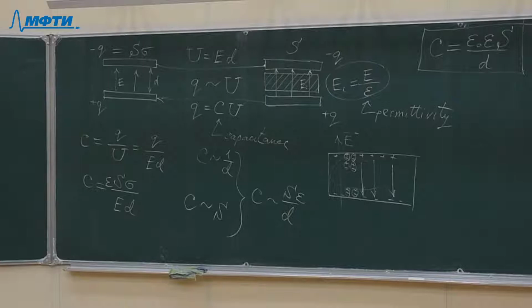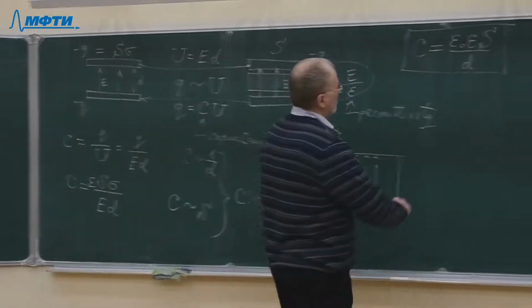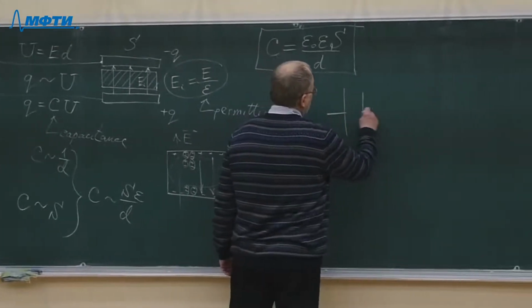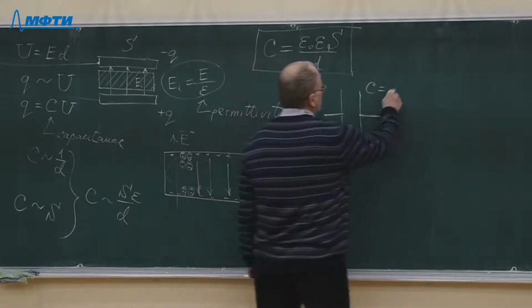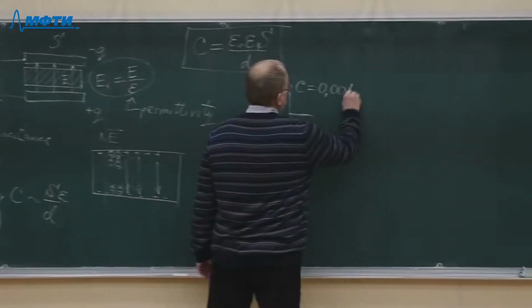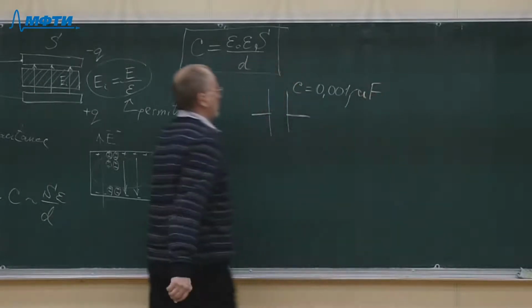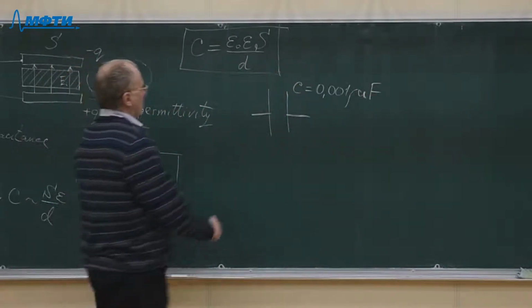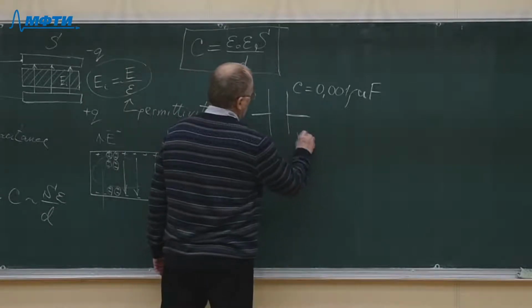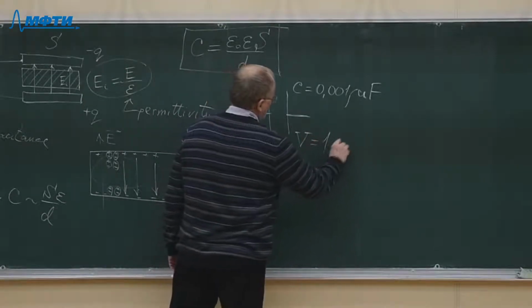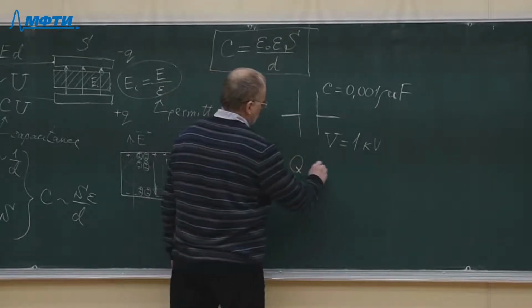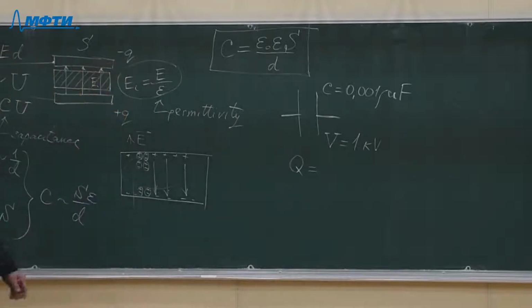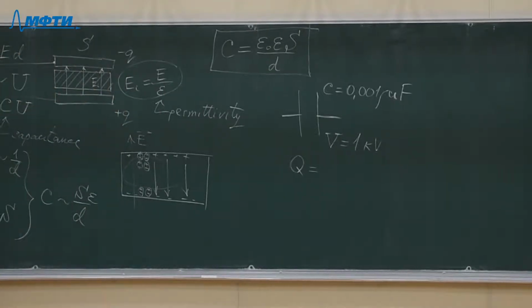Let's consider a few examples. Suppose we have a capacitor which has a capacitance of 0.001 microfarad. And this capacitor is charged to a potential difference of 1 kilovolt. So what is the charge of this capacitor? It is a very simple problem, just to illustrate the calculations related to capacitors.